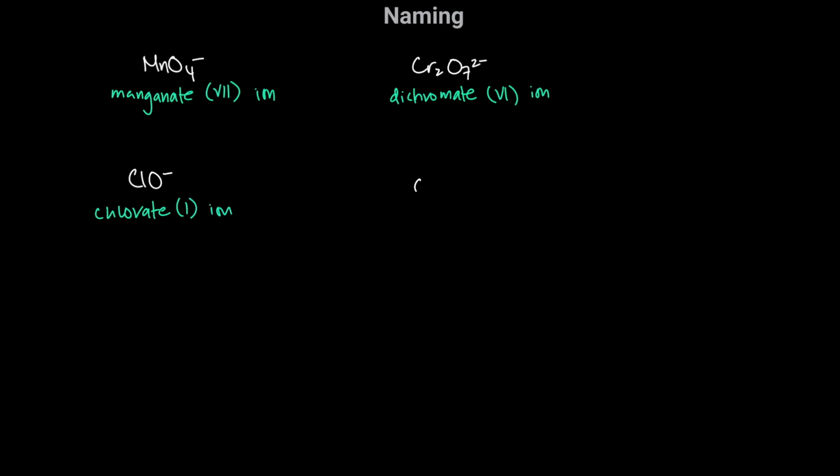Similarly, the ClO3- ion is called chlorate 5. Here the oxidation number of chlorine in this anion is +5. So we have X for chlorine, we have 3 oxygens, each of which is -2, and the overall oxidation number is -1. We get X is equal to positive 5. So the oxidation number of chlorine here is positive 5, hence we call it the chlorate 5 ion.